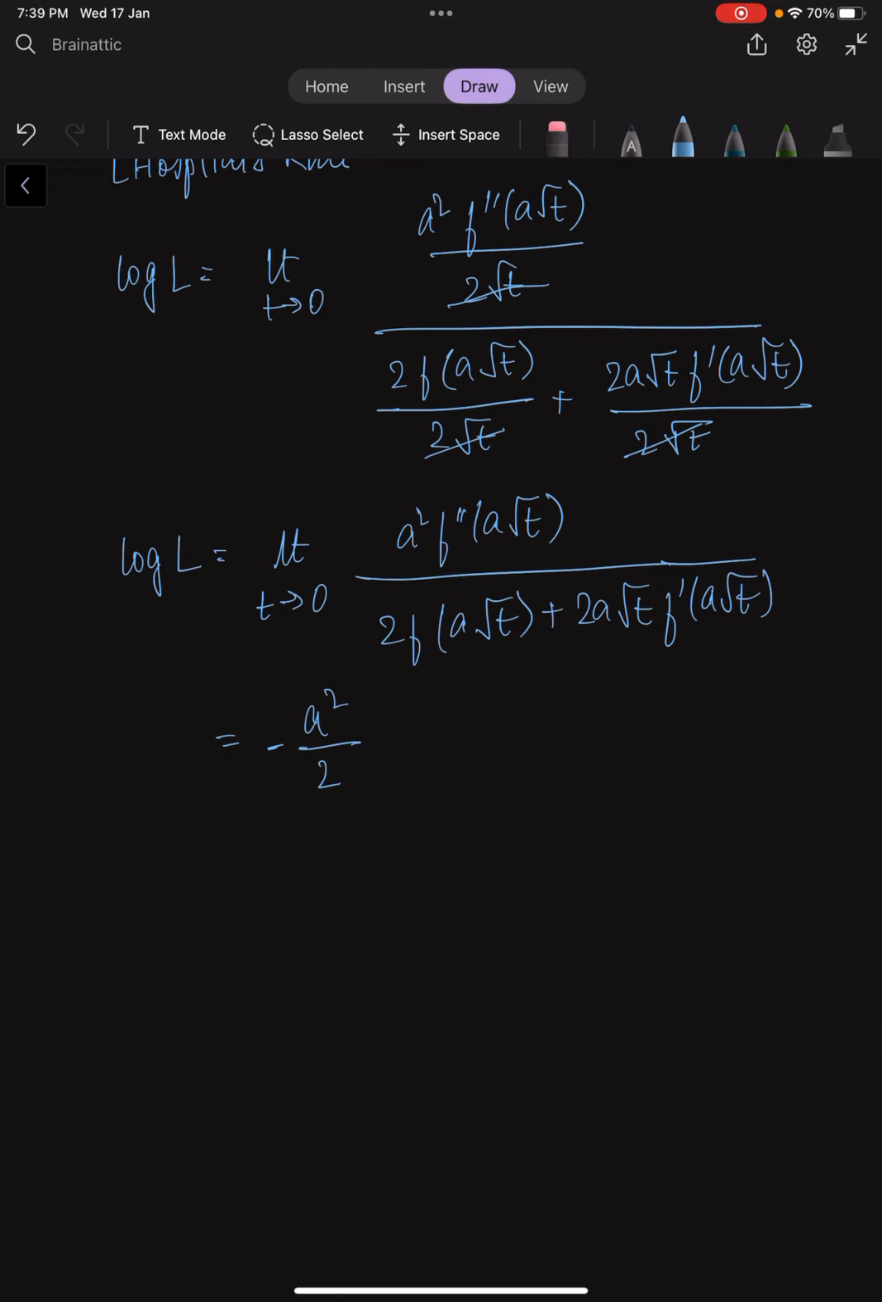Therefore, we apply the exponential on both the sides and we get L is equal to e to the power minus a² by 2, and that's our answer.